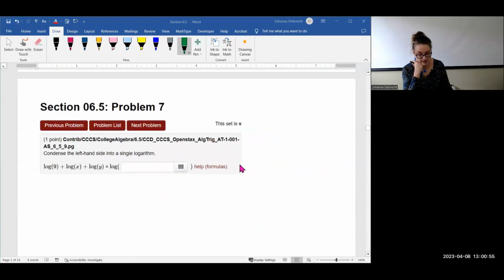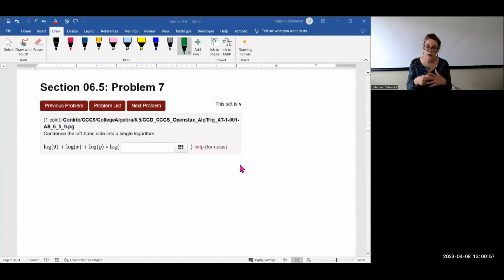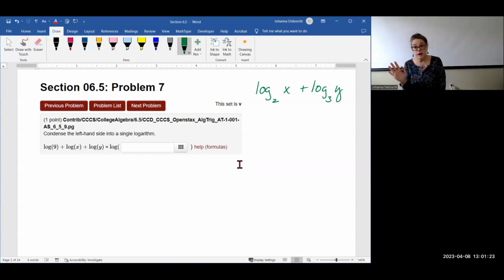Let's now take a look at something that goes in the opposite direction. So instead of trying to stretch things out, let's compress things back together. So first off, in order to compress, they all have to have the same base. If they don't have the same base, you can't compress them. So if I have, for example, a log base 2 of x plus a log base 3 of y, then that's what I have. I can't do anything with it because this is a 2 and this is a 3. They have to have the same base.